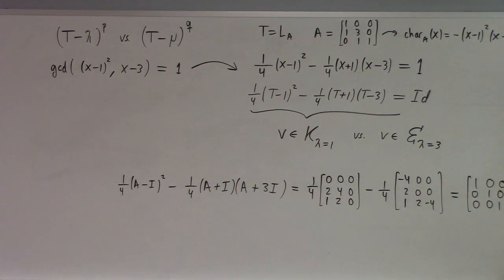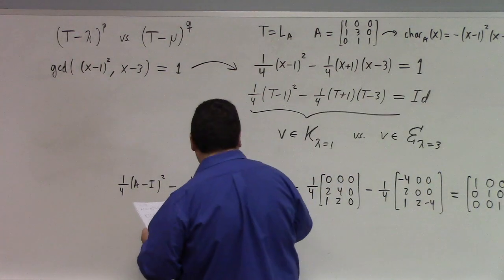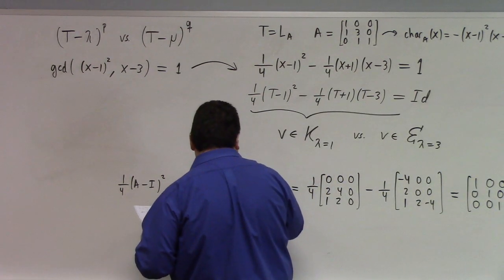So the complete proof of the, yeah. Uh-oh. When you're calculating that, should it be minus 1/4 (A plus I) times (A minus 3I) or plus 3I? Oh yeah, that was minus. I'm sorry. That's what I actually calculated. I just made a typo here. Thank you.